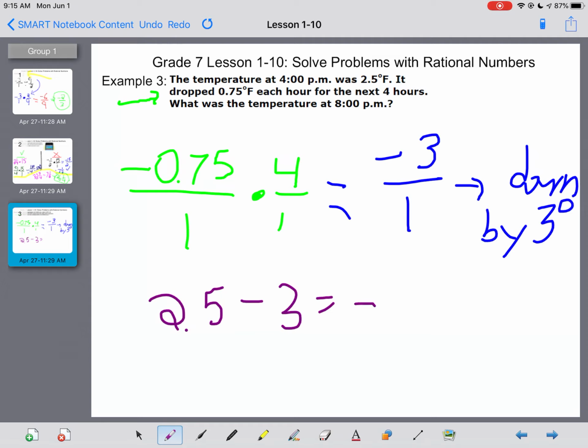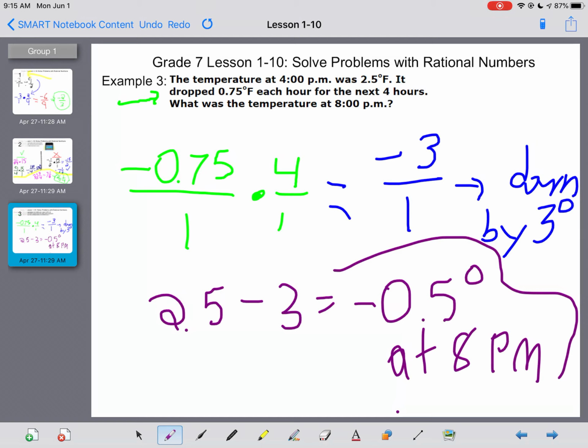So the temperature at 8 p.m., it went under 0 degrees. It was freezing out. It was negative 0.5 degrees at 8 p.m. Because 2.5 minus 3, that is negative 0.5.